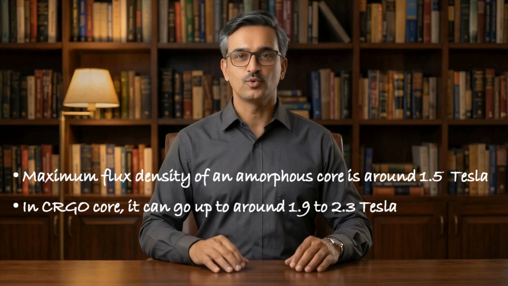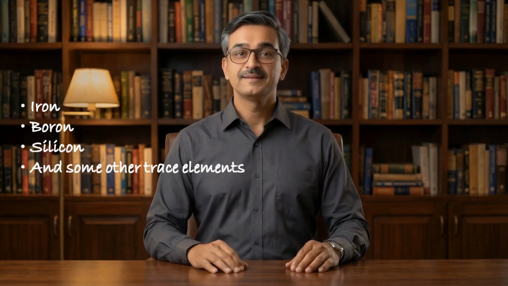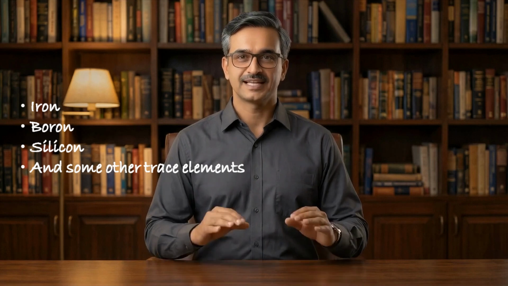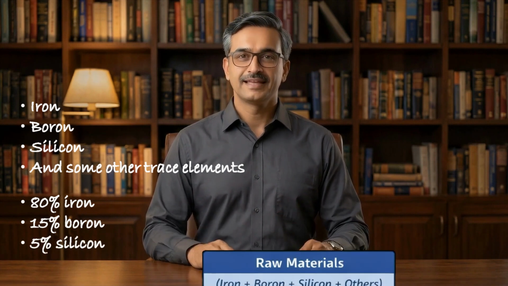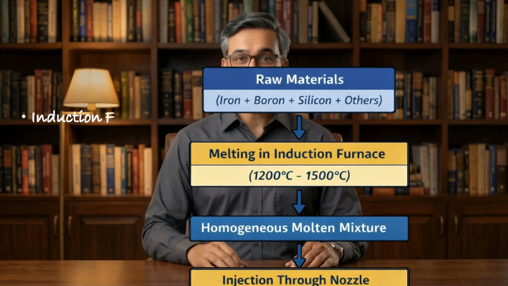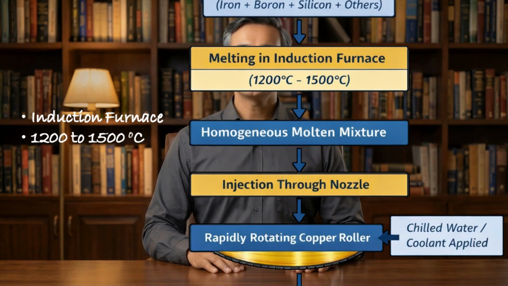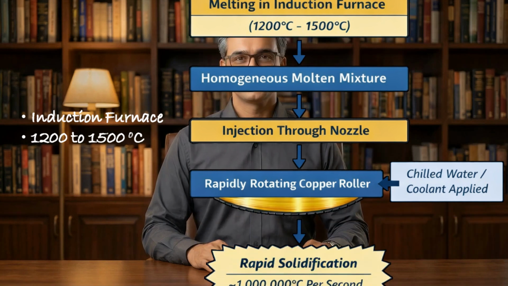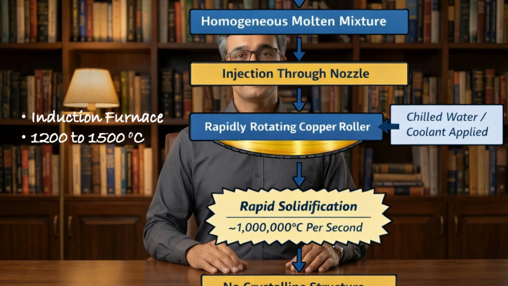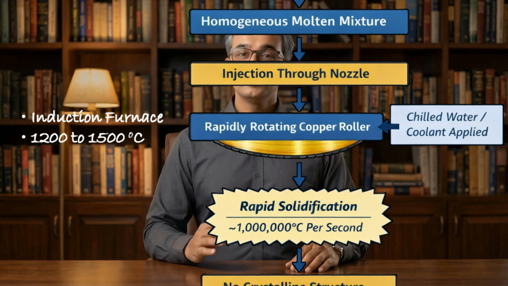Actually, an amorphous core is made of a metal alloy mainly consisting of the following: iron, boron, silicon, and some other trace elements. Typically, the composition is approximately 80% iron, 15% boron, 5% silicon. These materials are melted together in an induction furnace at a temperature of about 1200 to 1500 degrees Celsius. This ensures a homogeneous mixture of the raw materials. Thereafter, this molten mixture is injected through a nozzle onto a rapidly rotating copper roller. At the same time, chilled water or another coolant is applied.